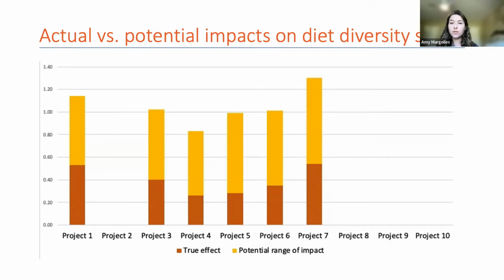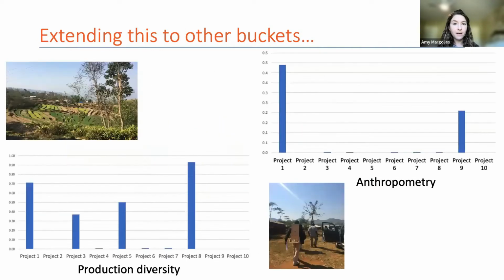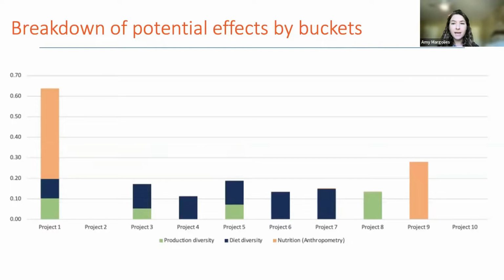And so you are using values from meta-analyses of the literature on the impact of agriculture nutrition programs on child diet diversity and on women's diets, and imputing those so you could see the range of potential impact that those projects could have had. And you do the same and extend to the other impact buckets, so looking at production diversity and anthropometry, and getting to the point where you're doing a breakdown of potential effects by these buckets.